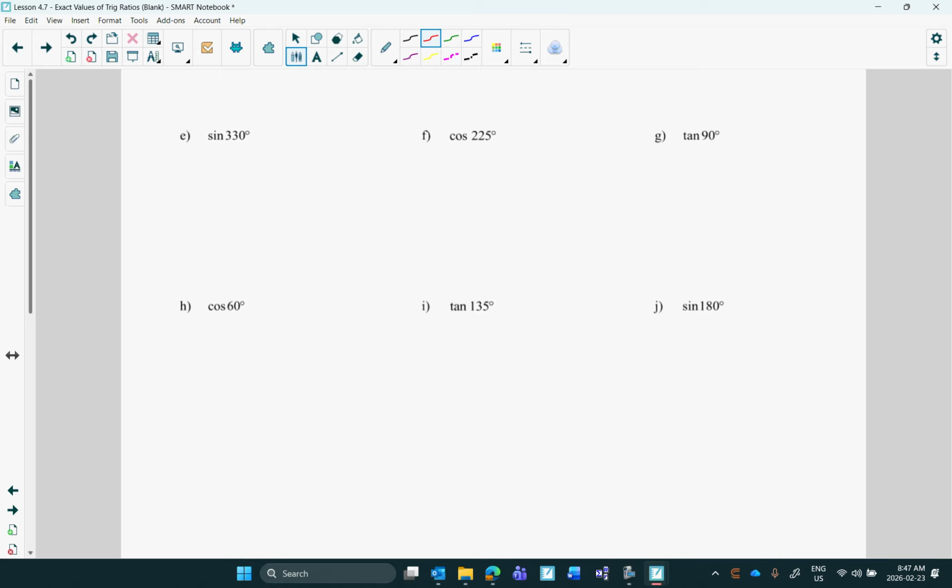So again, I look at sine 330. Sine means y. What's the y coordinate at 330 degrees? Negative 1/2. Cosine, what's the x coordinate at 225? Negative root 2 over 2.